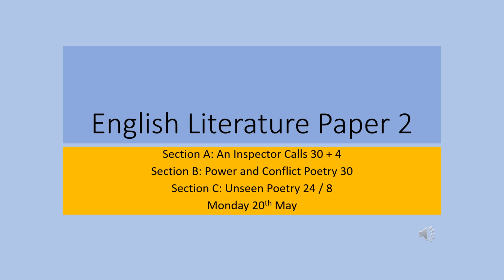On English Literature Paper 2, there are 3 sections. Section A, An Inspector Calls. Section B, Power and Conflict poetry. And Section C, unseen poetry. As you know, this exam will take place on Monday, the 20th of May.